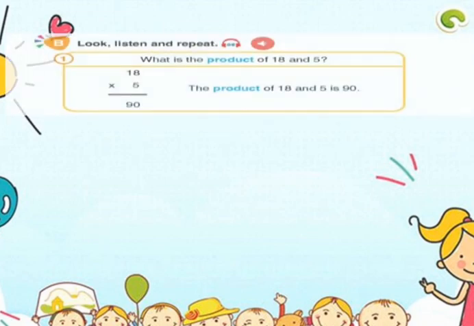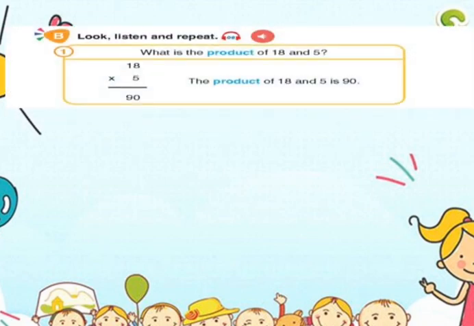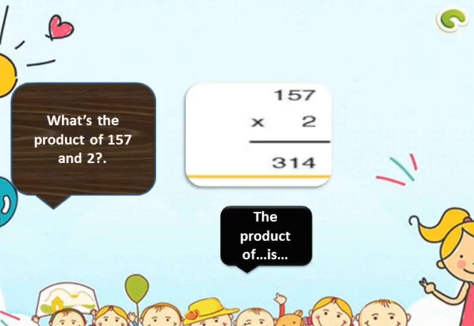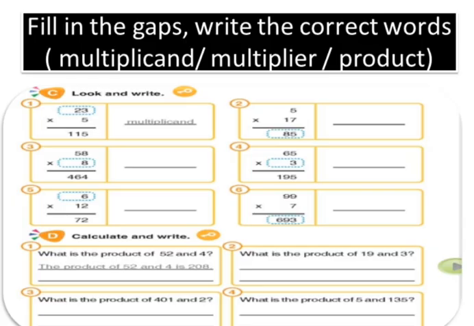So everyone sit down. We are going to look, listen and repeat. Look at the book and point to the letter P. What's the product of 157 and 2? Individual students one by one should answer, so that the teacher knows that the comprehension, the spelling, and the pronunciation are correct. They know each part of the calculation.